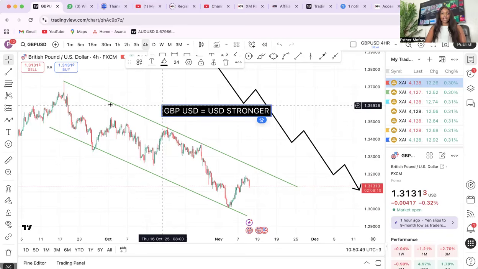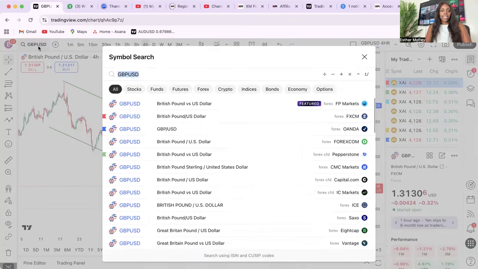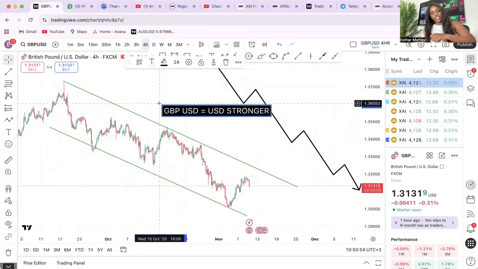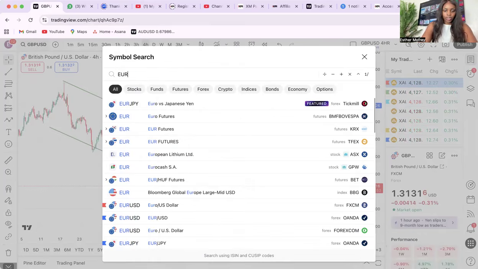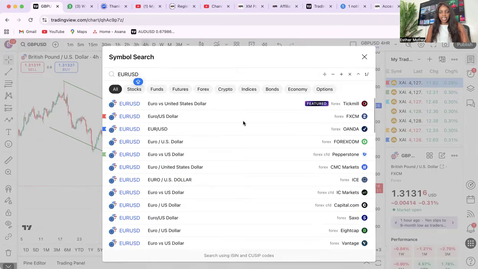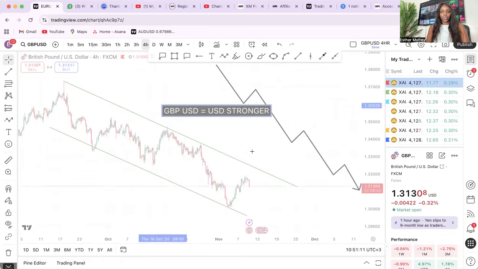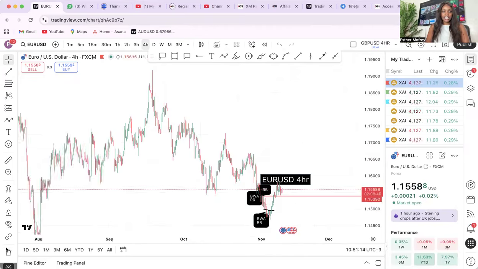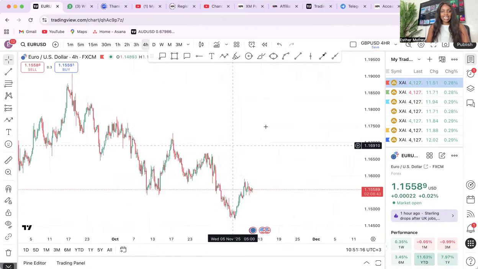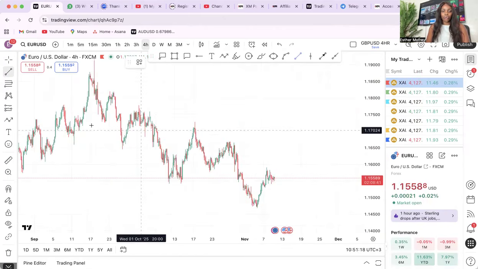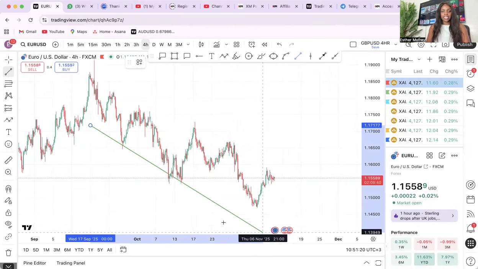Now, if I go to Euro USD, and I know USD is stronger, I can trade Euro USD with ease. I can just do simple analysis that will help me trade it. Let's try Euro USD. Are they still selling? You can see the same thing is happening. So if one currency that has the same quote is selling, all other currencies will be selling.